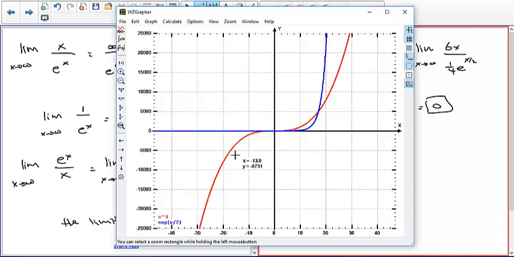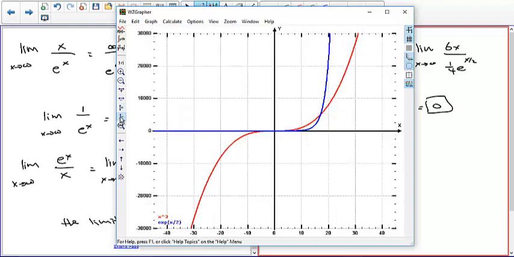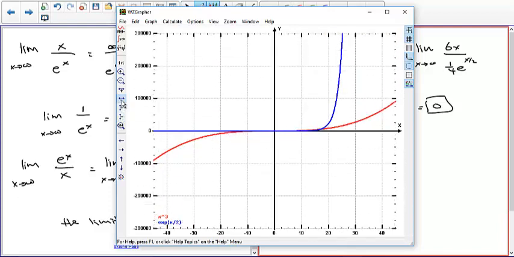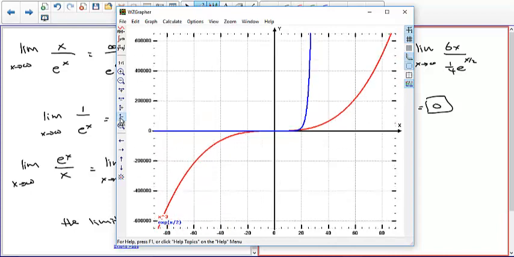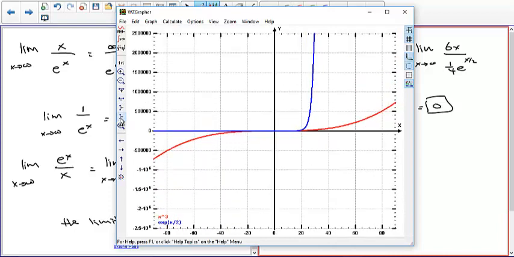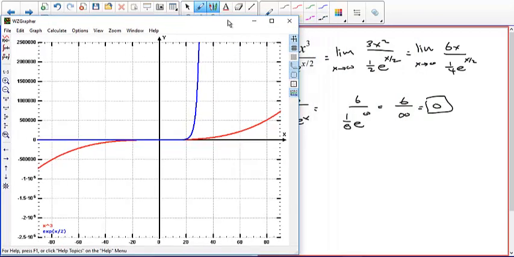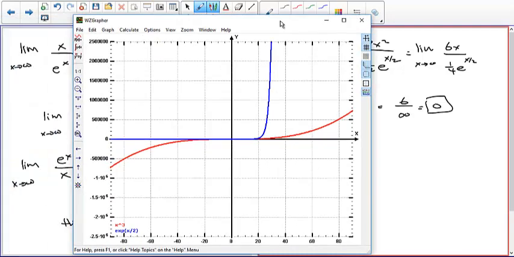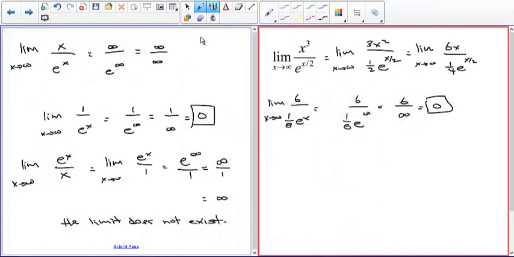So I think I just need to zoom out this direction so you can see how as x gets really big, the blue curve takes off like crazy and the red curve doesn't, relatively speaking. And so that's why the ratio, if we go back, of the red curve to the blue curve approaches 0. And that's why the limit works out that way. Okay.